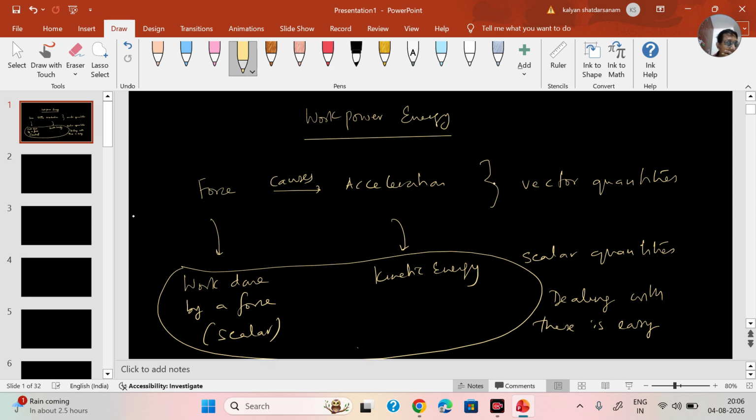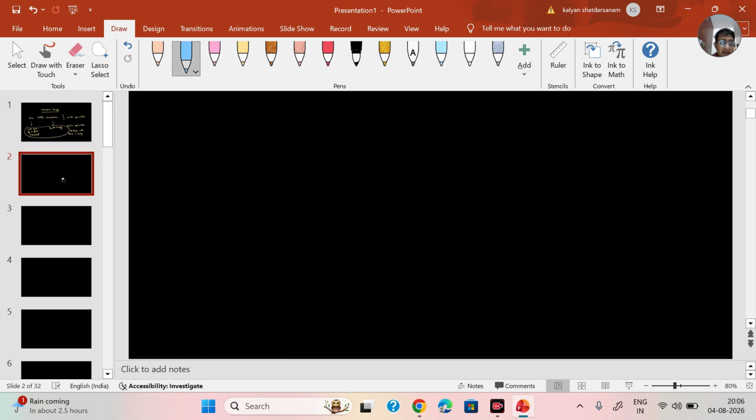So what we are doing in this chapter is we will define scalar quantities from these vector quantities. So from force, we will define work done by a force. From acceleration, we are going to define kinetic energy, so that we can solve the same problems of Newton's laws using work energy. That is our motto. So let's see. Our first definition would be work done by a force.